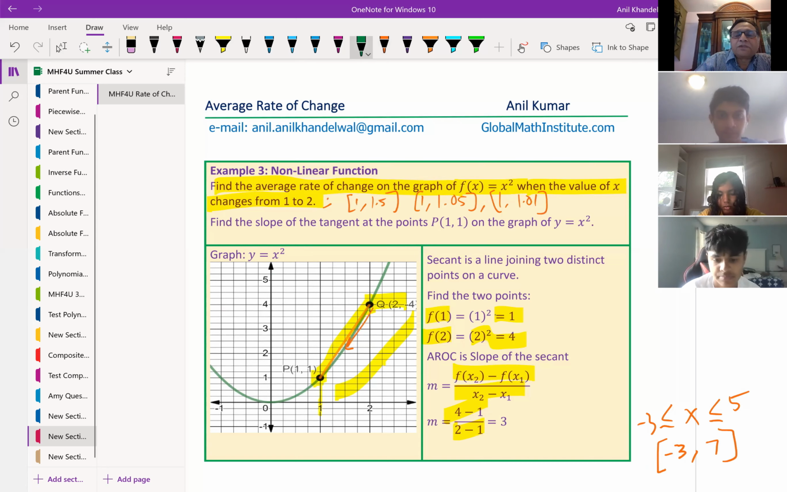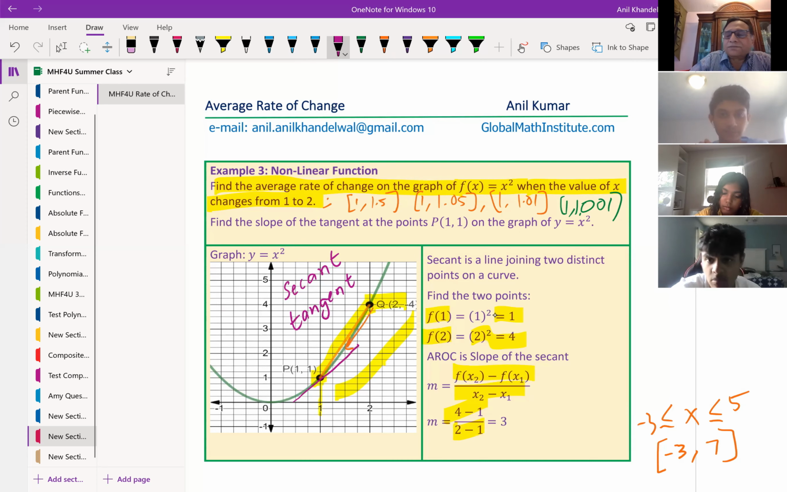The idea is, when I say from 1 to 1.001, that means it is so close that if I draw that secant, in that case that secant will be like a tangent. You get the idea. Do you see that? So what happens really is that the secant becomes a tangent.